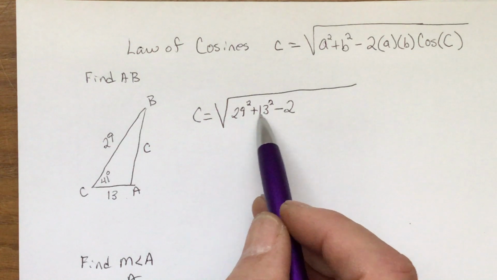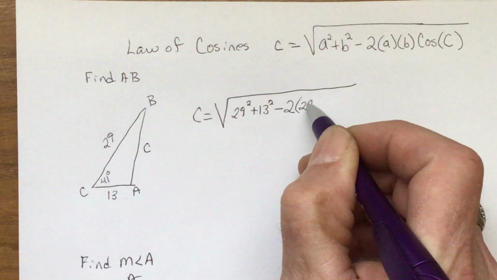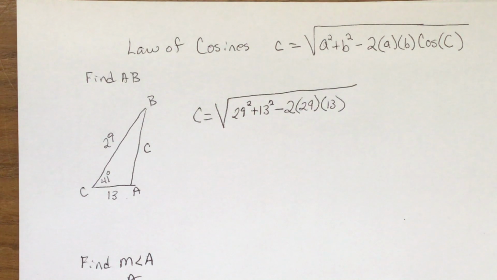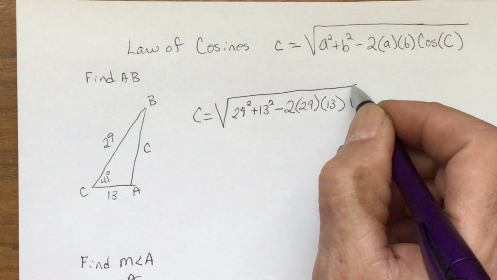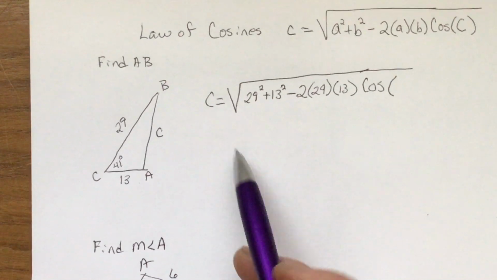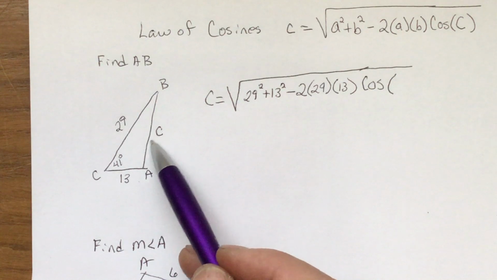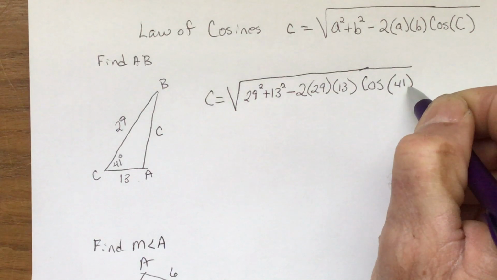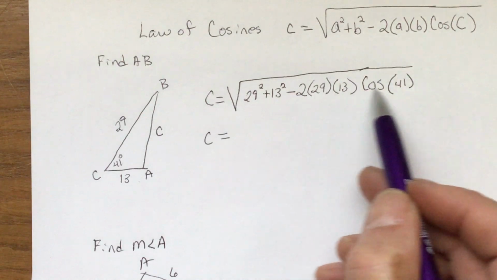Now you see these two numbers that you wrote down here? You're going to copy them over again. This time they're being multiplied, so times 29 times 13. And then cosine, parenthesis. So it's the cosine of the angle that's across from this side. Here's the side, there's the angle across from it, so 41. So little c equals, now you just type all this in the calculator.